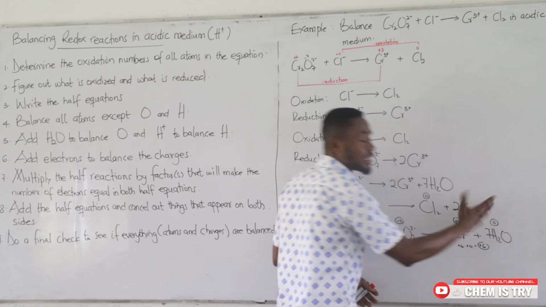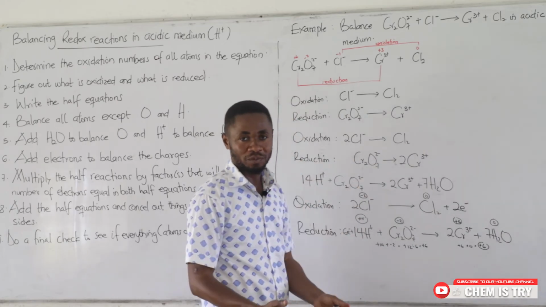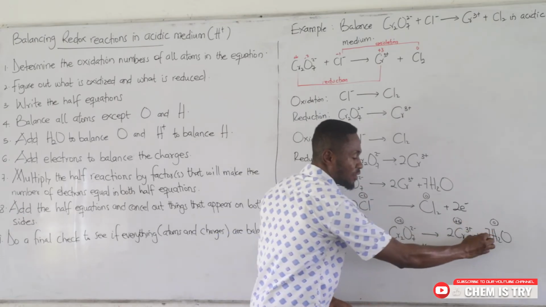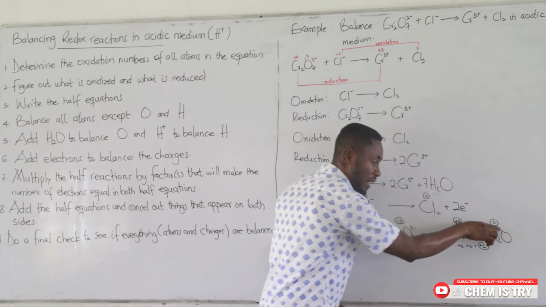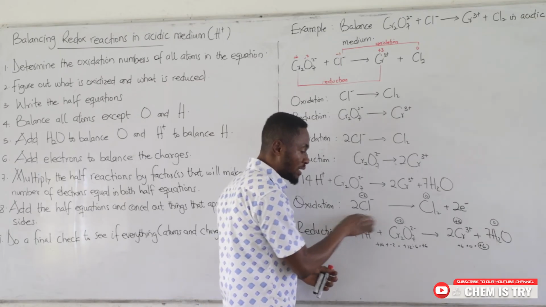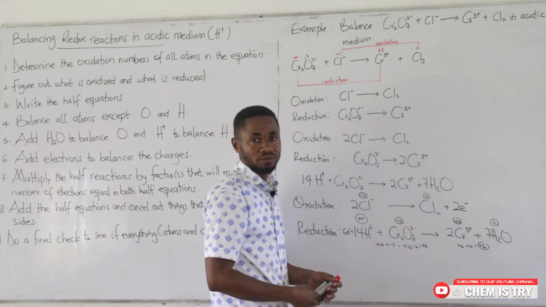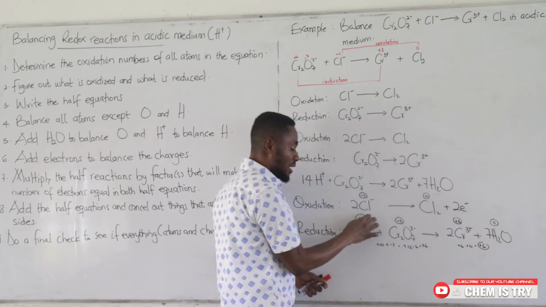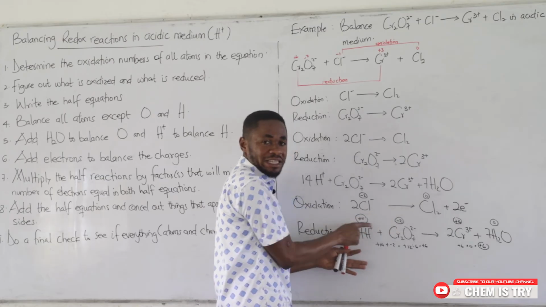This H2O is a compound, and the total charge of a compound is 0. Now, when you add them together, you realize the product side will have a total charge of +6, that is +6 plus 0, +6. And the reactant side, +14 plus -2, that will give us +12. Now, this part has +6. This part has +12. So to make them the same, we have to subtract 6 from this side.